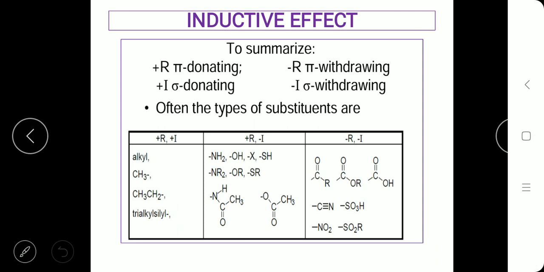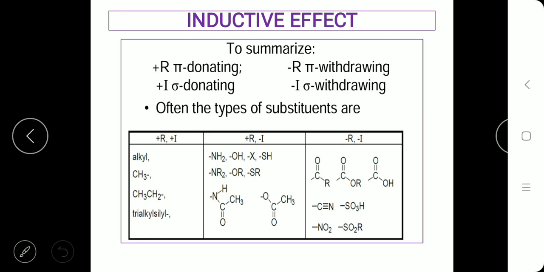On the left side of the screen are the substituents which provide plus I effect. They belong to the alkyl groups: methyl, ethyl, and also the trialkyl silyl. Silicon is less electronegative compared to carbon, so it falls under the plus I effect. Whereas substituents which are more electronegative than carbon fall under the minus I effect.